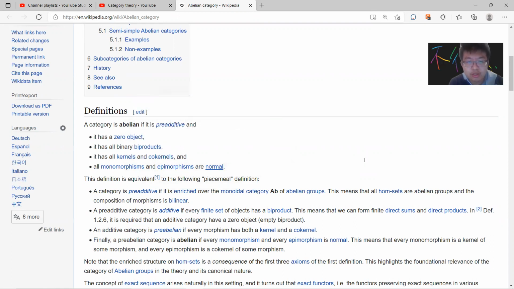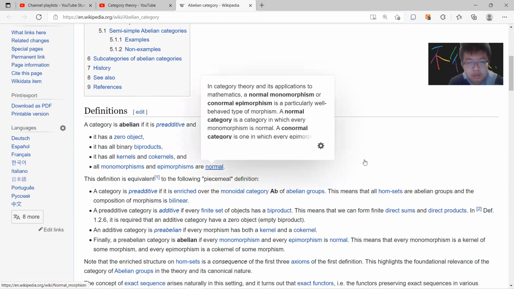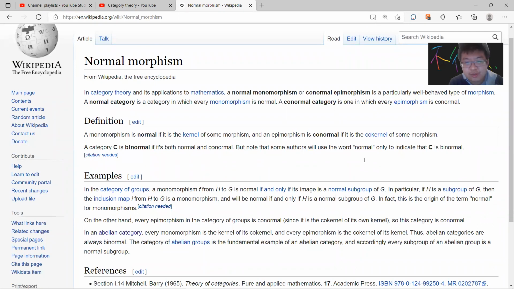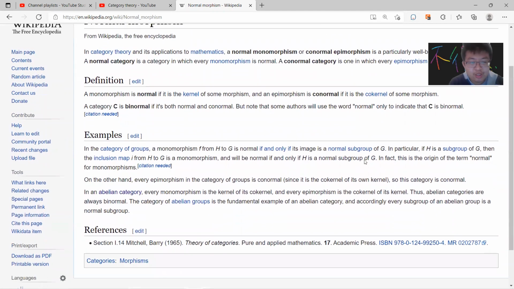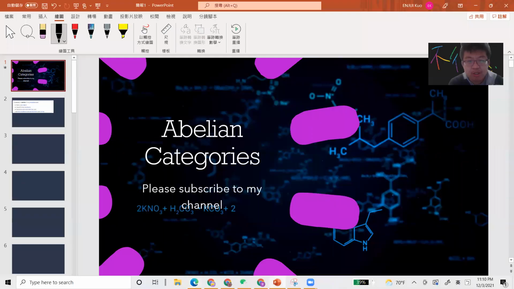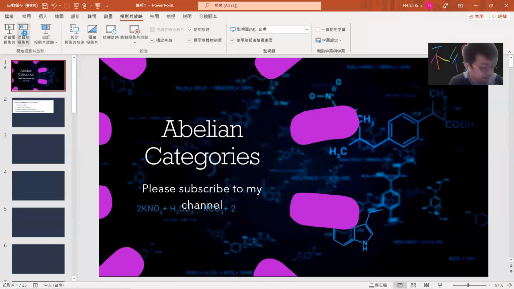Monomorphism, epimorphisms, I think I already introduced these. Okay, and there's a very interesting thing that I will explain, what we mean by kernel. There is one definition of Abelian categories where a monomorphism is a kernel of a kernel, and a kernel of a kernel. Okay, so let's start.